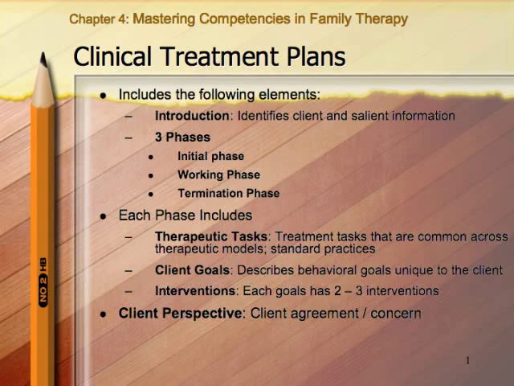Then the second component are client goals, and these describe goals that are unique to the client. And so these are the goals that you would typically see on a symptom-based treatment plan and/or a theory-based treatment plan, very specific to the client. And then finally we have interventions, so for each goal, 2 or 3 different techniques or interventions that the therapist plans to use to help the client achieve the goal.